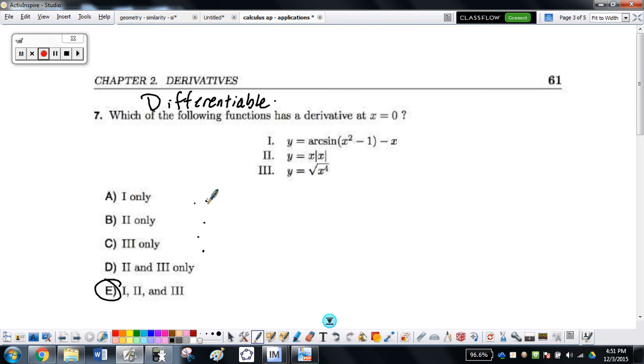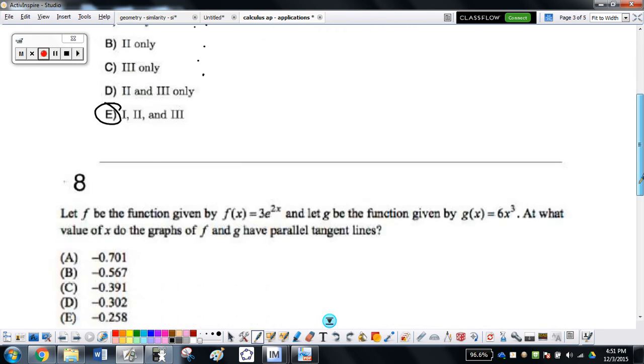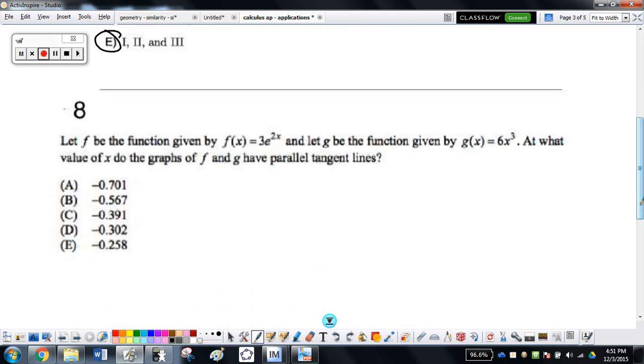Right. I won't take too much of your time. Number 8, if you can look at number 8, it's very small. But number 8 I had to change from the original test because we haven't covered mean value theorem in enough depth yet, so I had to put an old one in there. You got this function, 3 e to the 2x, and you got this other function, 6x cubed. At what value of x do the graphs of f and g have parallel tangent lines?